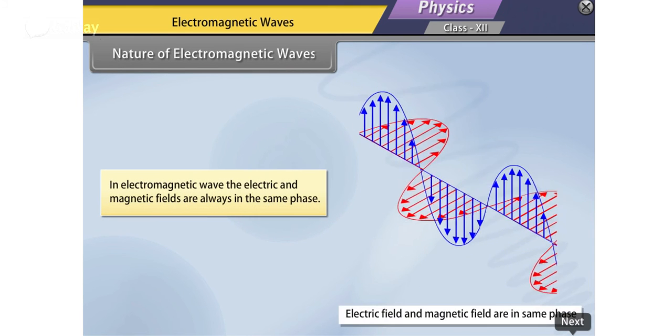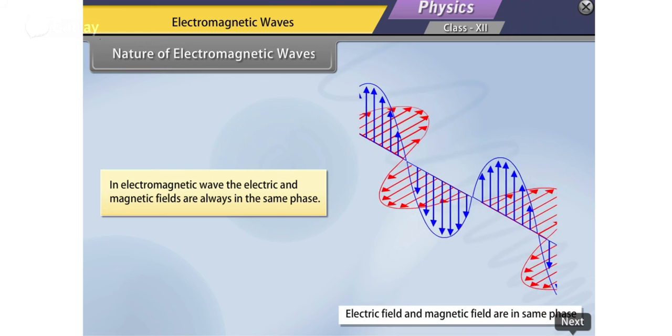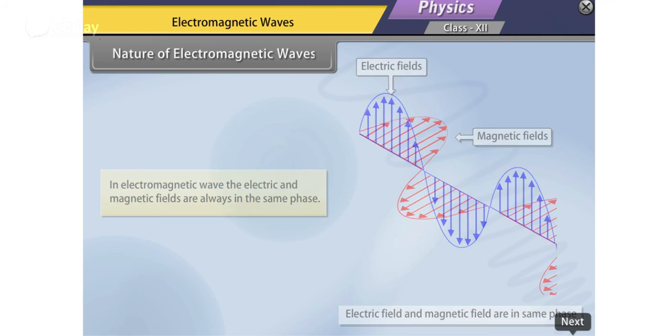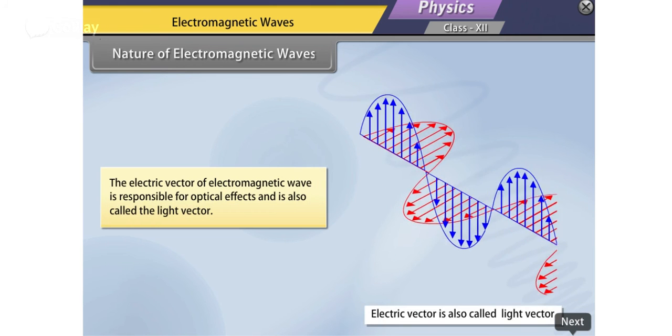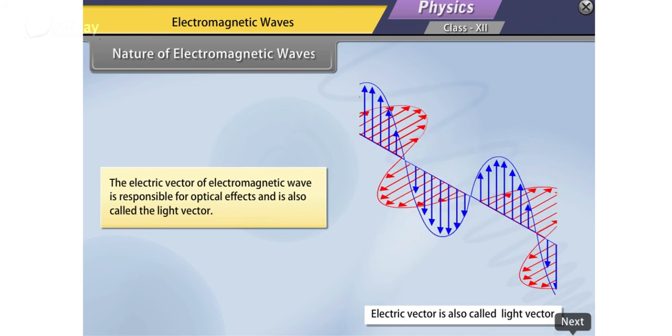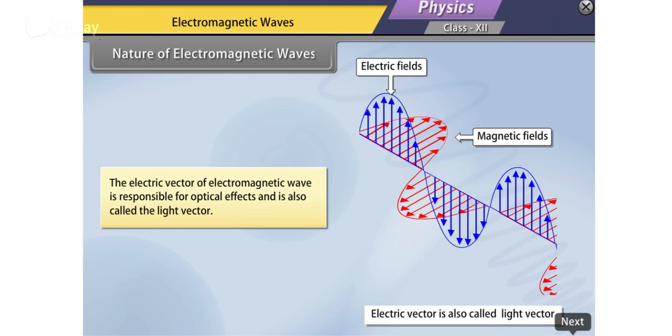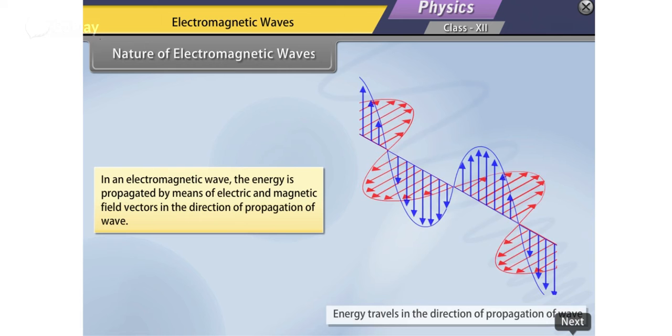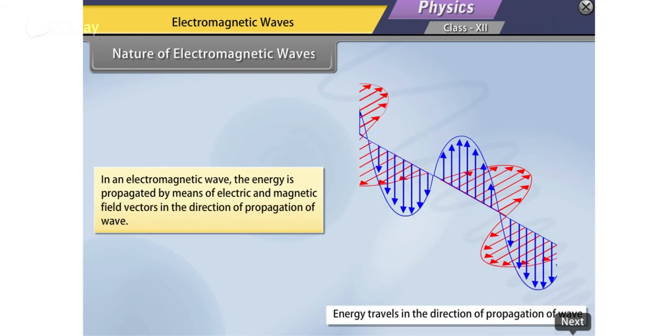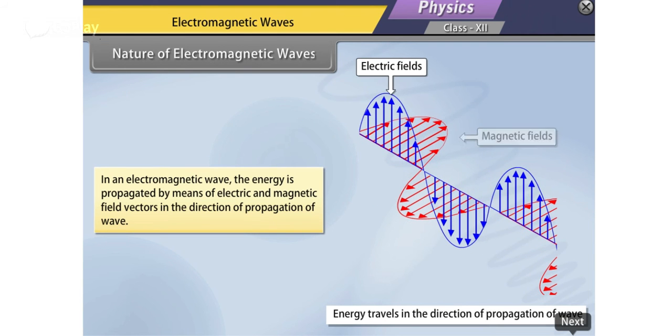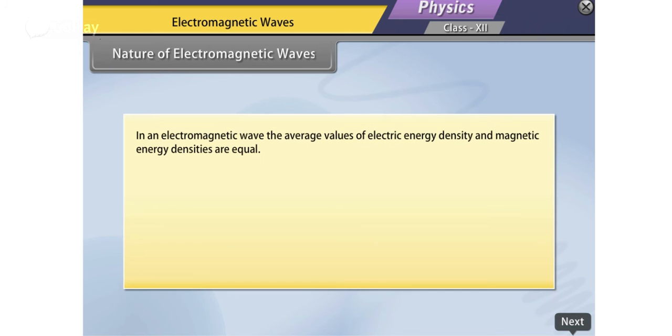In an electromagnetic wave, the electric and magnetic fields are always in the same phase. The electric vector of an electromagnetic wave is responsible for optical effect and is also called the light vector. In an electromagnetic wave, the energy is propagated by means of electric and magnetic field vectors in the direction of propagation of the wave. The average values of electric energy density and magnetic energy density are equal.